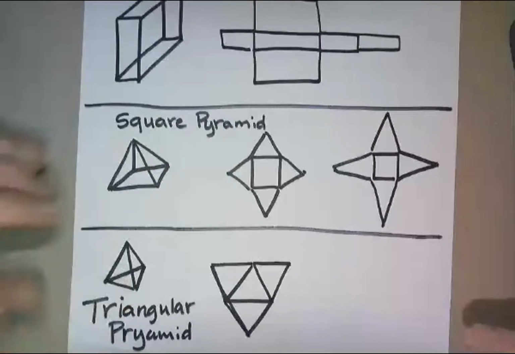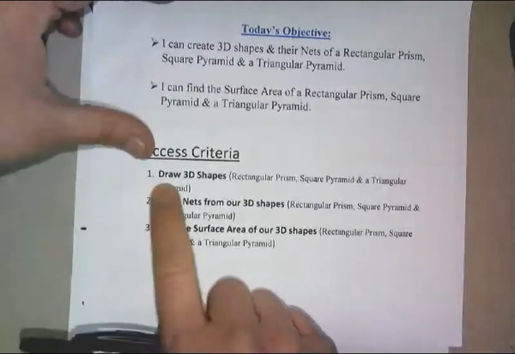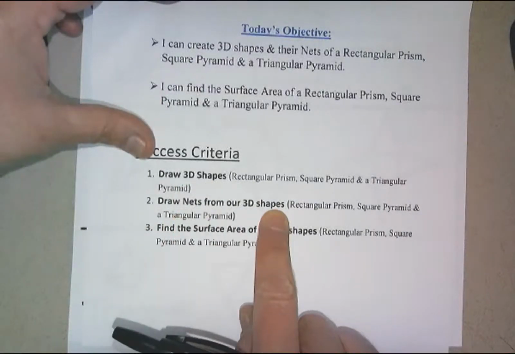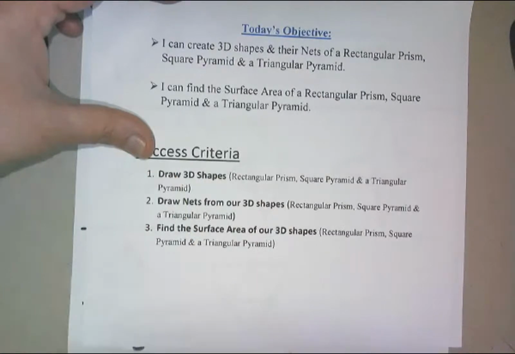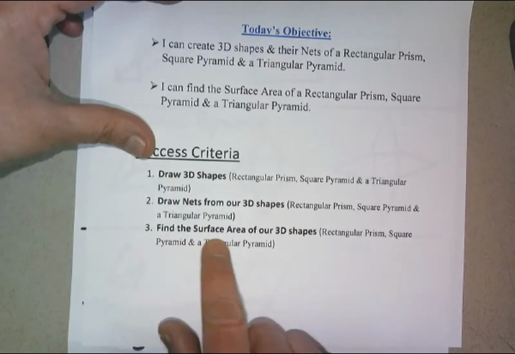Okay. Draw nets. I already drew the nets from our 3D shapes. I guess I'm ahead of myself. So let's take a look at this. So we drew the 3D shapes and we drew the nets from our 3D shapes. So, wow, really quickly we went through 1 and 2. So all we have left now is to find the surface area of our 3D shapes.